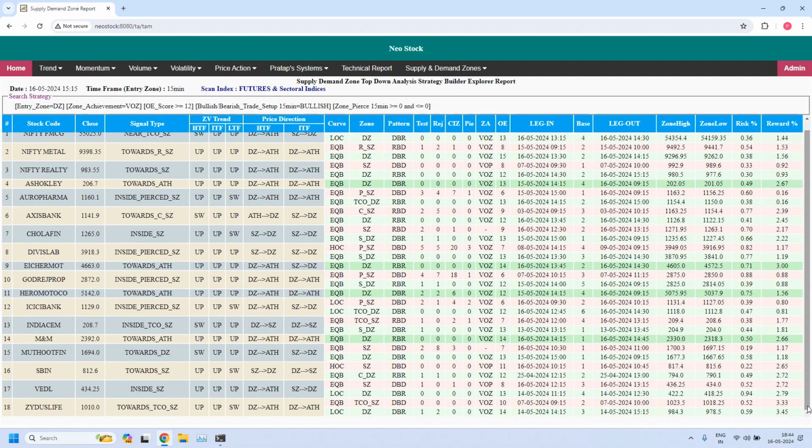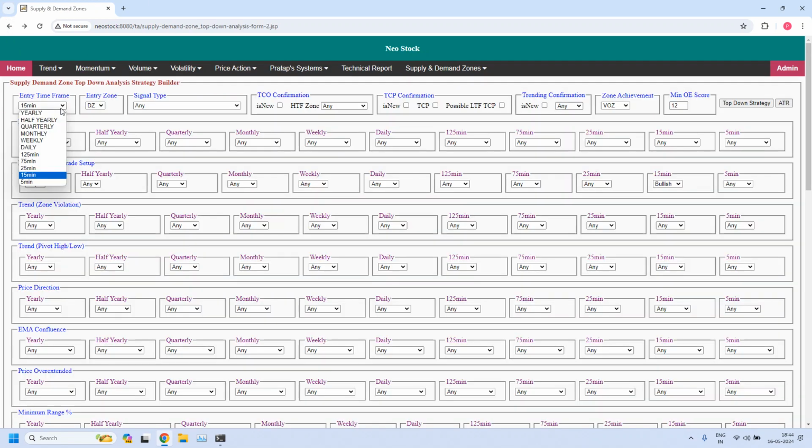Now let me generate bearish trade setup for daily income trade. So I am going back. Daily income trade entry time frame is 15 minutes, but for bearish trade setup the entry zone should be supply zone. And in bullish or bearish trade setup at 15 minutes time frame, I am selecting the value bearish. Whatever three filters we set earlier remain the same, but this time the three filters are applied to the 15 minute supply zone, because the entry zone is supply zone.